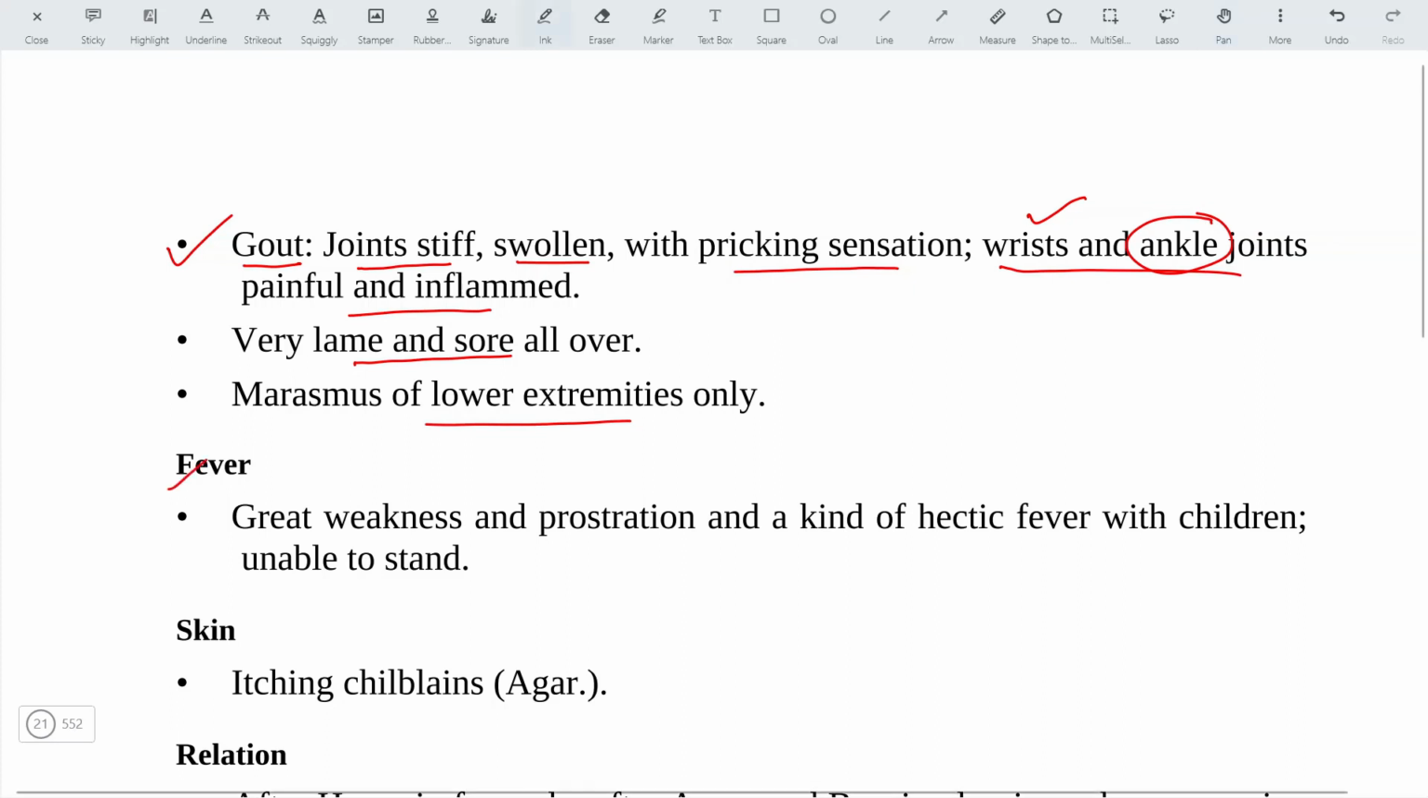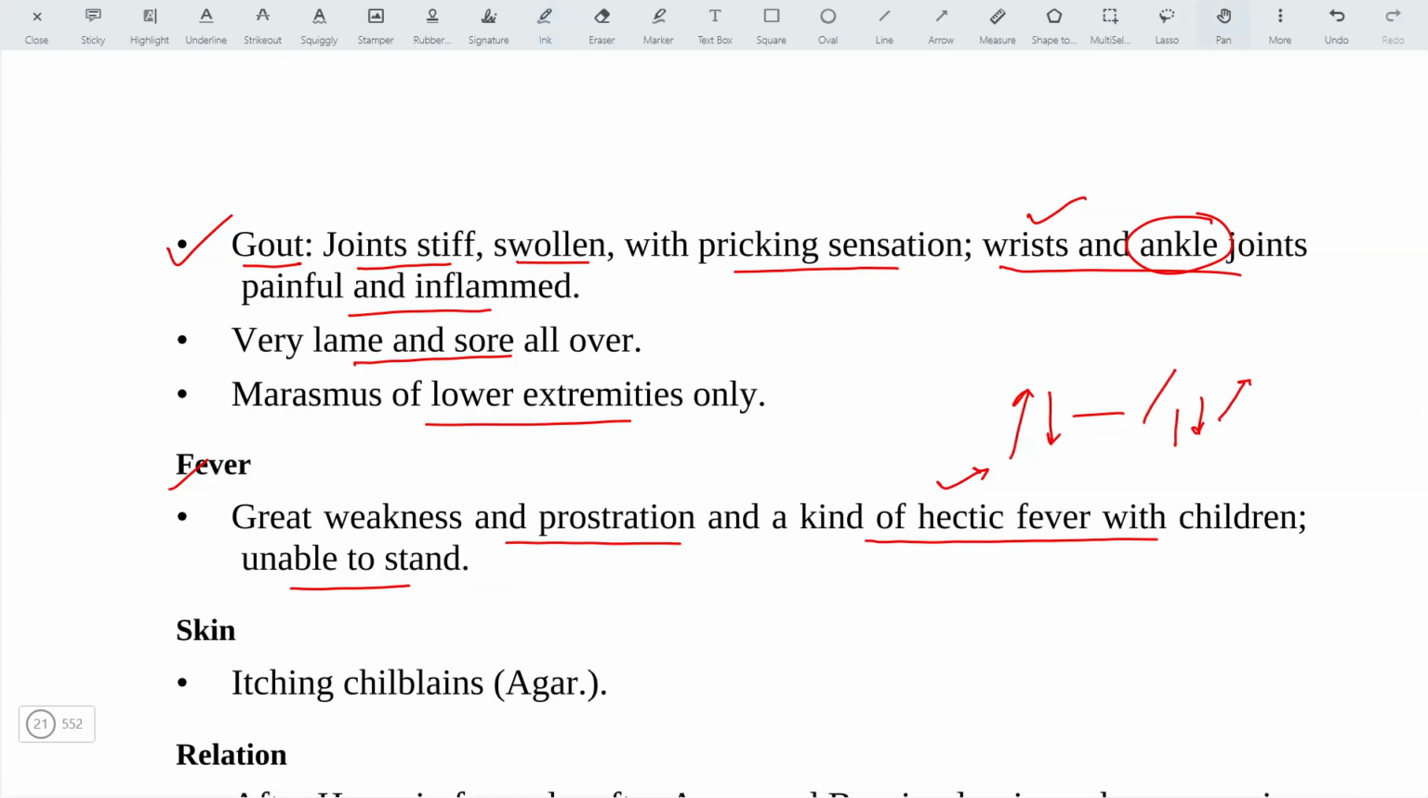Now, in case of fever, we can think of Abrotanum, but the symptoms must correspond: great weakness and prostration, and a kind of hectic fever with children unable to stand. Hectic means the fever does not come at a specific temperature. When it goes up, sometimes down, sometimes in between, up, down, up. The temperature fluctuates. It does not stay in a specific position. That is the Abrotanum fever.